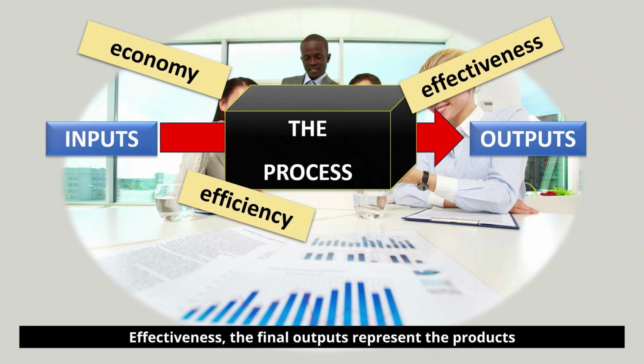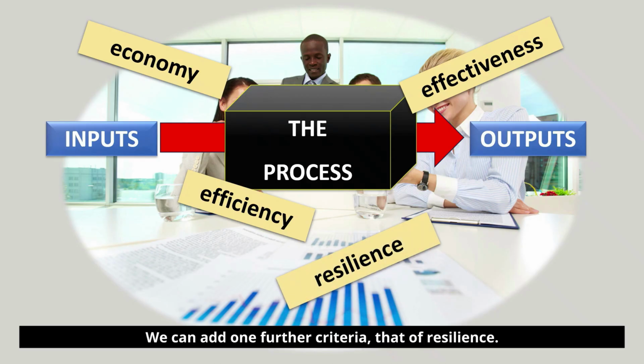Effectiveness. The final outputs represent the products and services that the operation was set up to deliver. This can be to external clients or for business units within the organisation. This is essentially about optimising how we're resourced, how we work, and what we're able to deliver to the marketplace. We can add one further criteria, that of resilience, since this is the key word for organisations working in fast-paced environments that are the feature of today's business context, which means systems and processes will have to be quickly modified in response to the moving risk landscape.